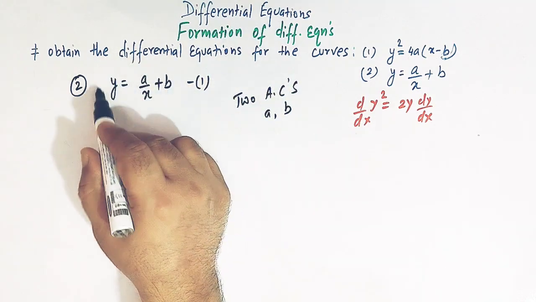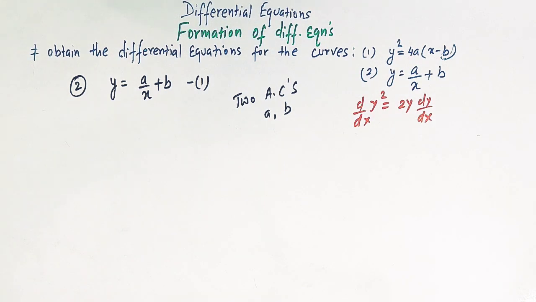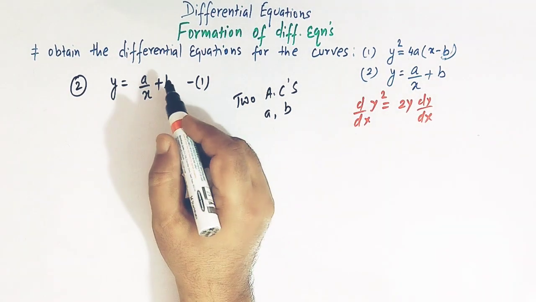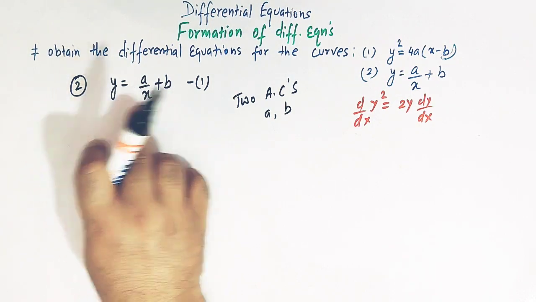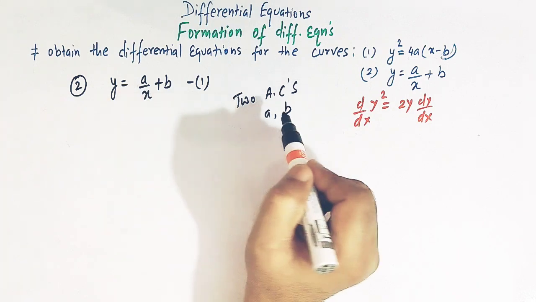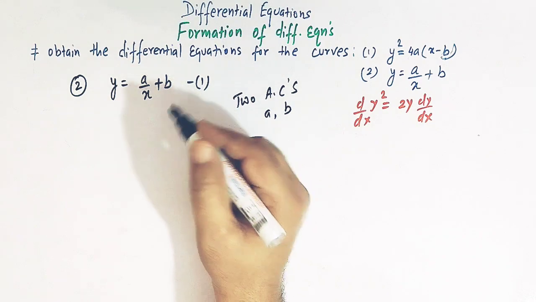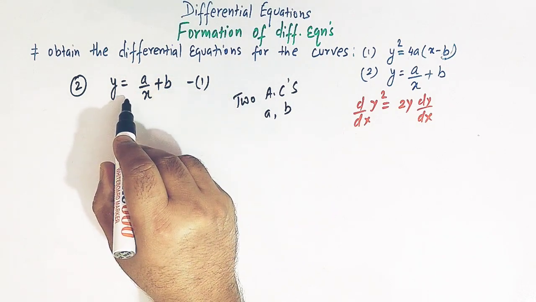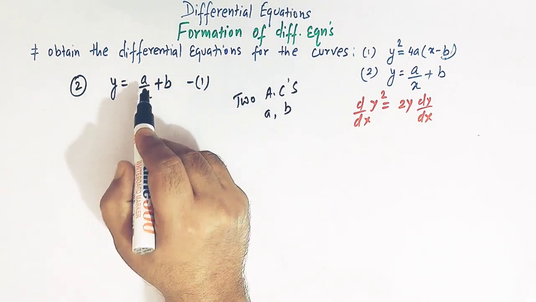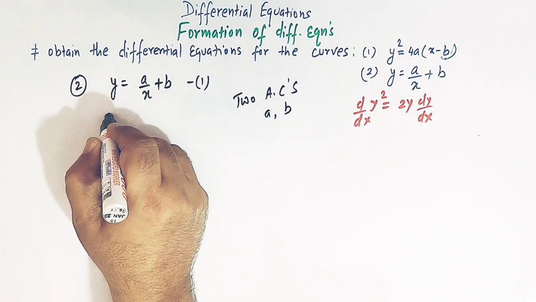So we have to differentiate this equation two times, right? And while differentiating this equation 1, we try to eliminate these arbitrary constants. So the final equation, which is the differential equation of this curve, should be free from these two arbitrary constants, right? So let us differentiate both sides.